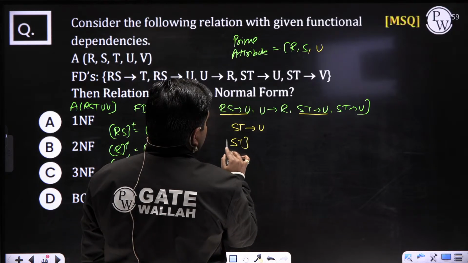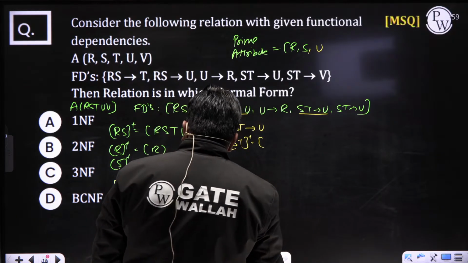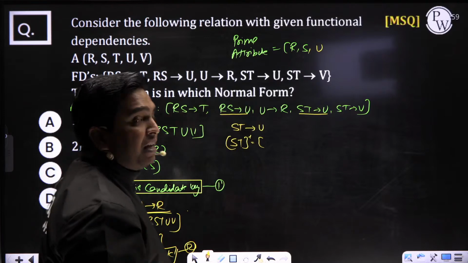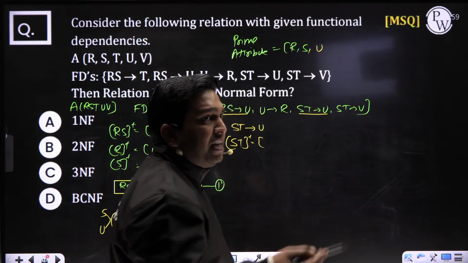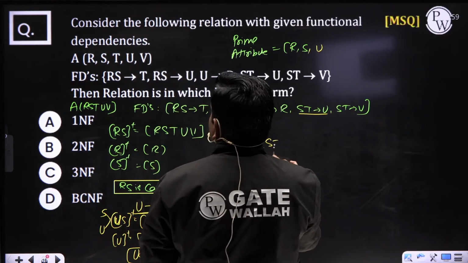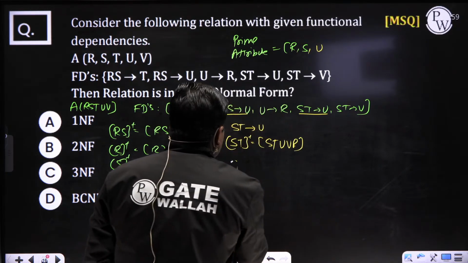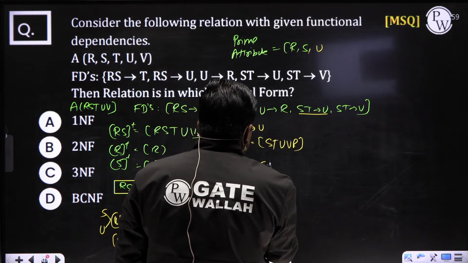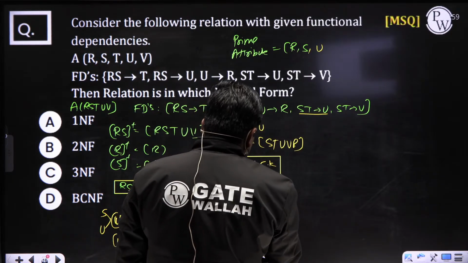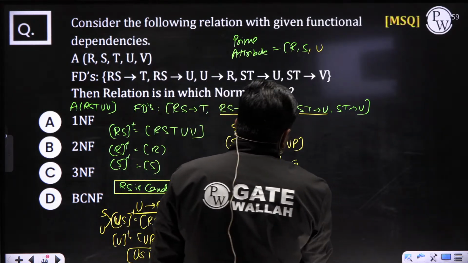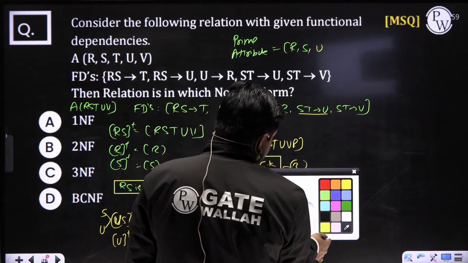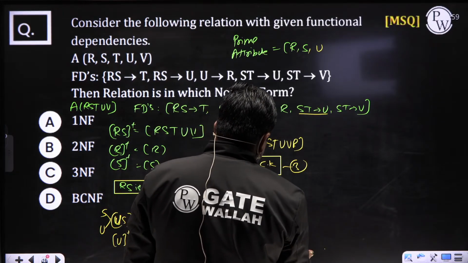Yes or no? ST. Clear? Yes, yes, yes. So ST, UVR. So next candidate key is ST. You are getting 3 candidate keys. What are the 3 candidate keys, my dear student? What are the 3 candidate keys?